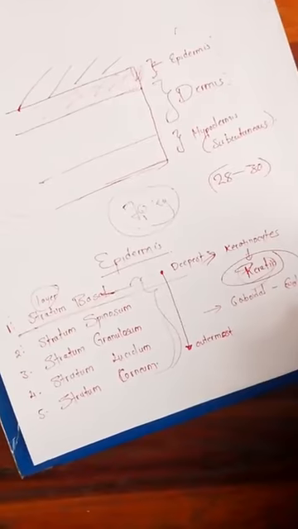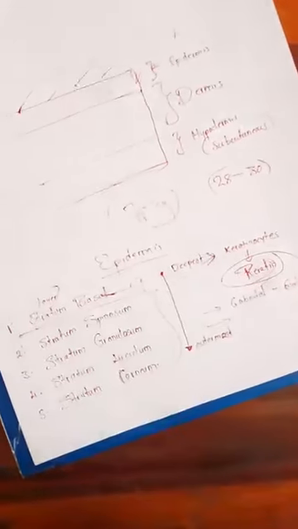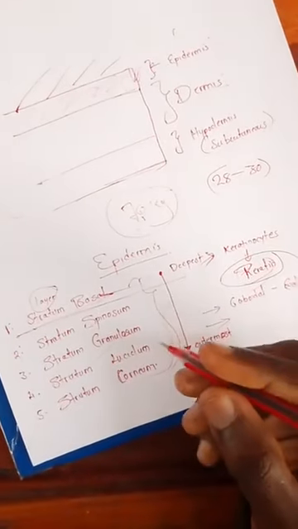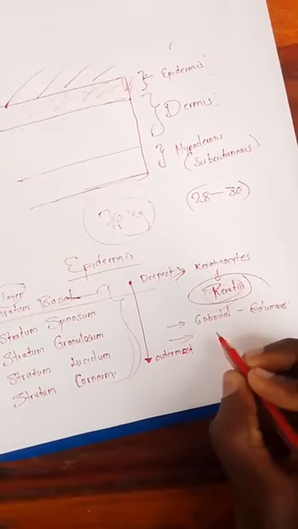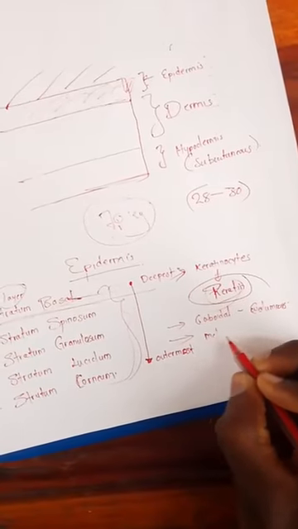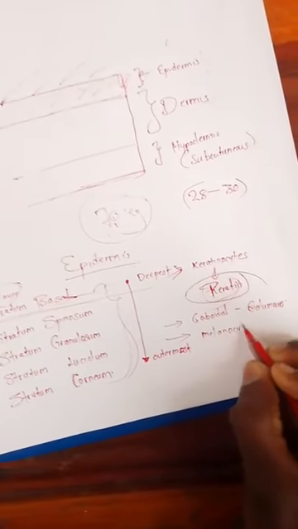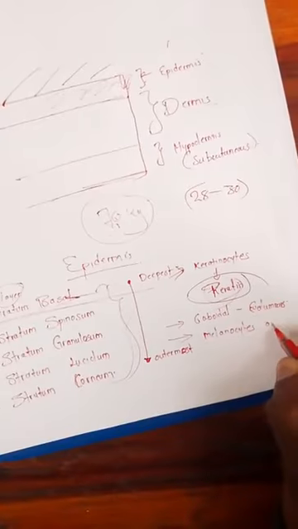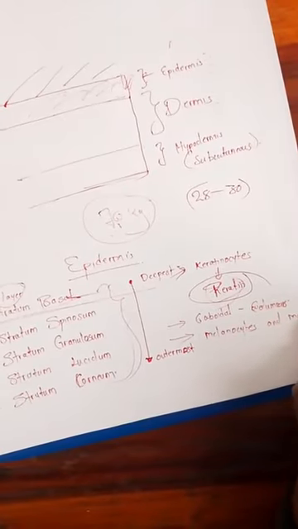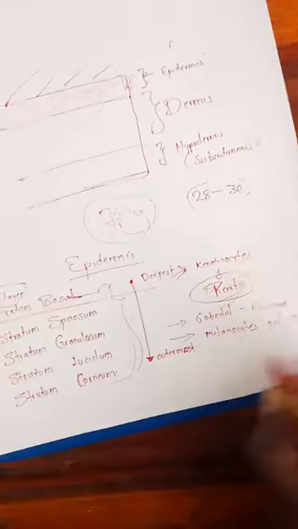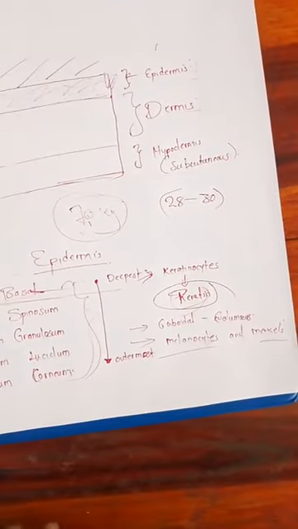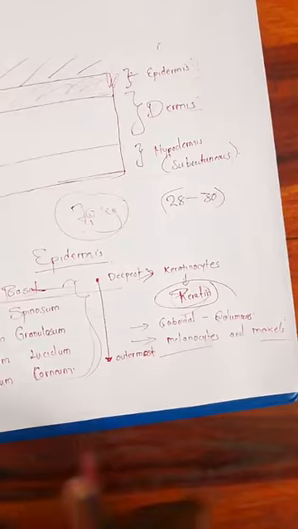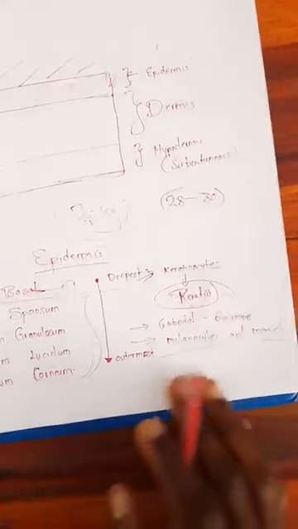Cuboidal and columnar cells. And apart from that, the stratum basal, or the basal layer, contains other types of cells, which we can say are the melanocytes. So it consists of melanocytes as well as the Merkel cells. These two types of cells are found in the stratum basal, which is the deepest layer of the epidermis: the melanocytes and the Merkel cells.